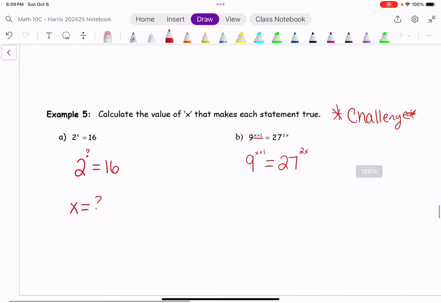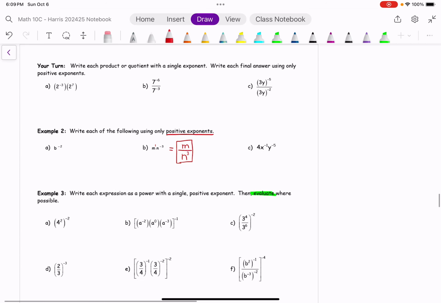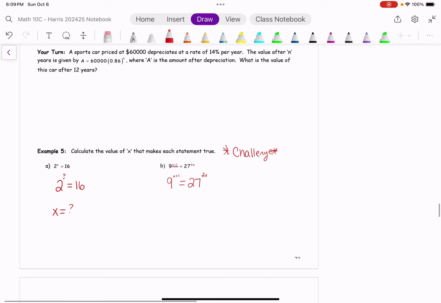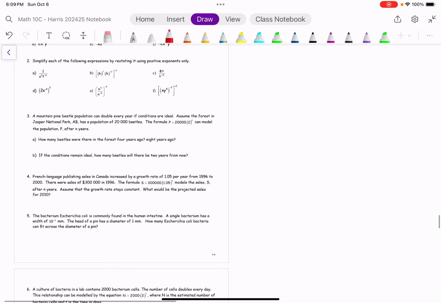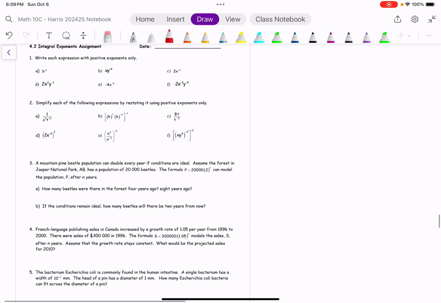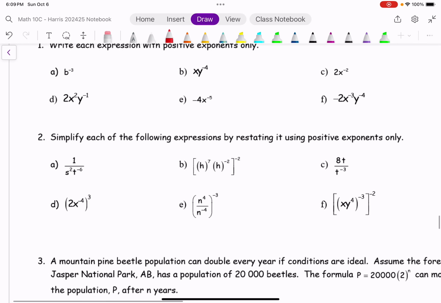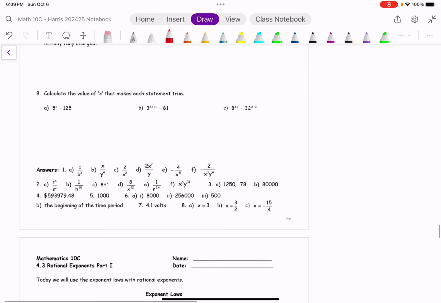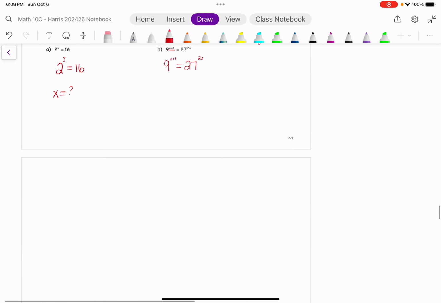Okay, so that's a really quick recap of what we've done. You guys need to go back and complete from page 21 all the way to page 23. And then starting on page 25, you have an assignment, again dealing with positive exponents. It says simplify each of them, then restate them in positive exponents, a couple word problems, and then your answers, you know where you can find those. You have all block to do this, so please make sure you're taking your time.